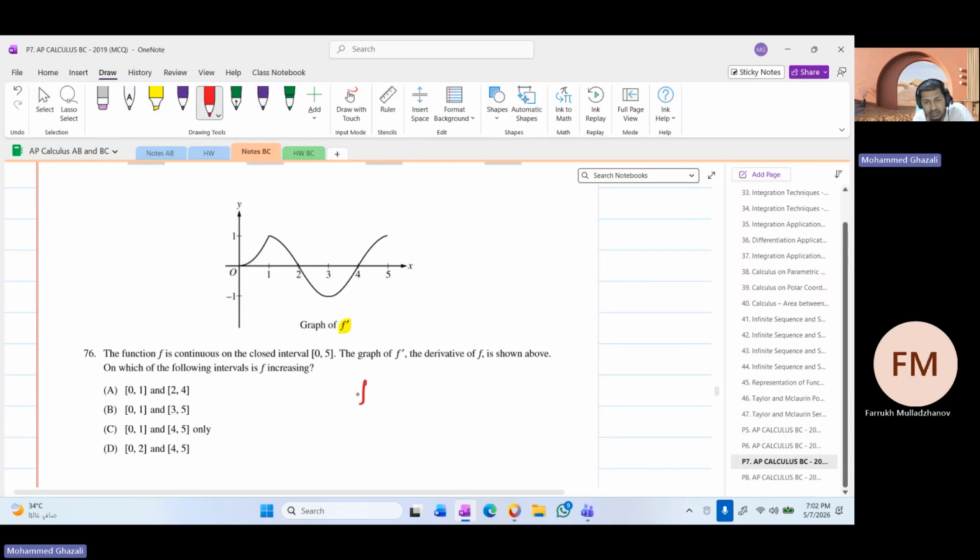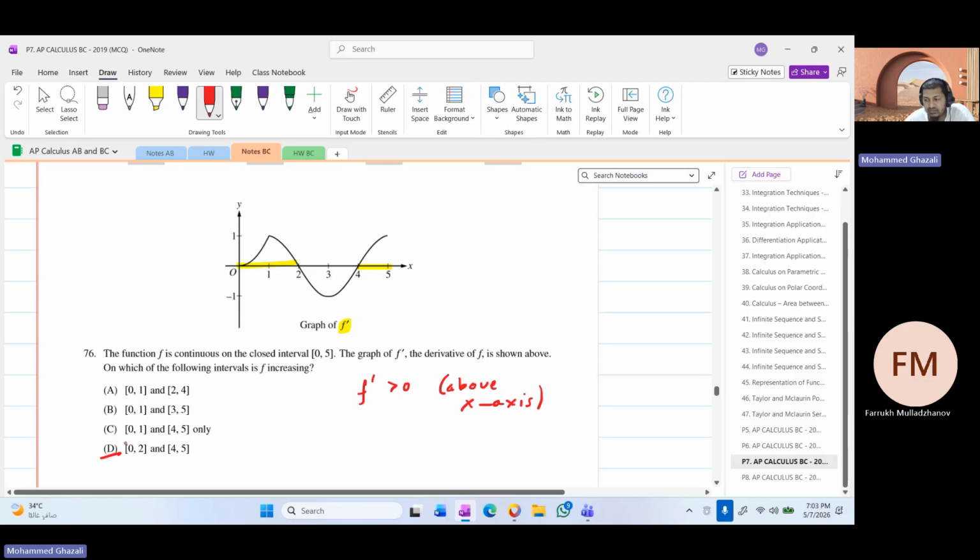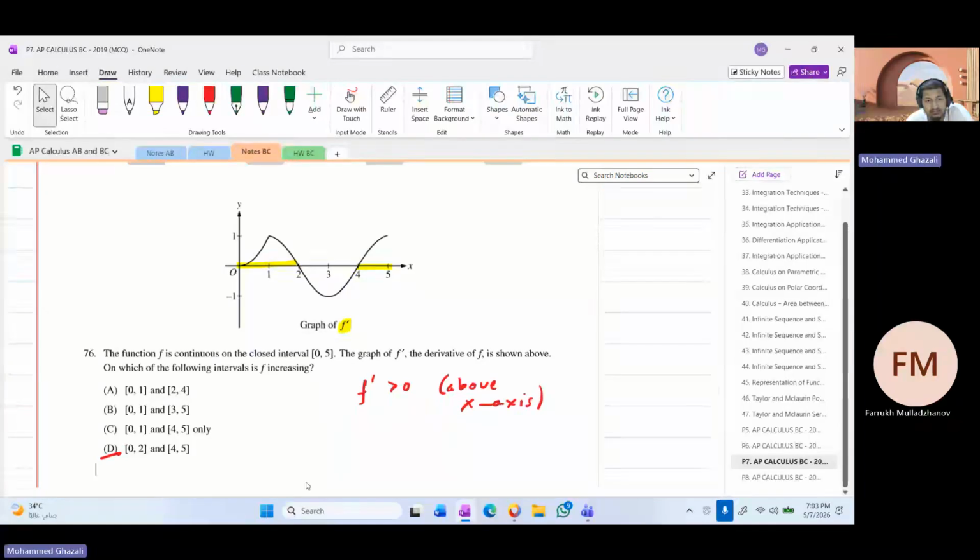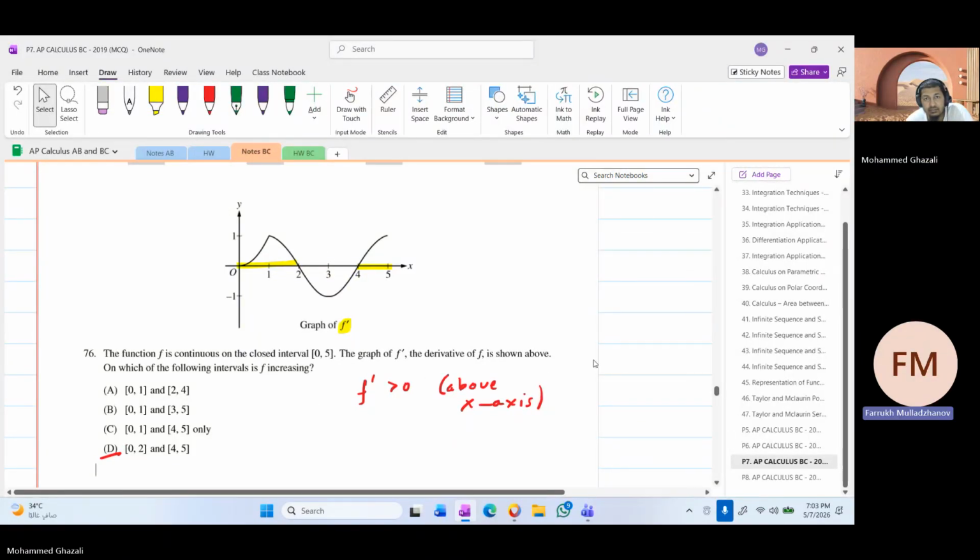For f increasing, we need f prime greater than 0, in other words, above the x-axis. So where is f prime above the x-axis? From 0 to 2 and 4 to 5. Are we good? So option D, easy. From 0 to 2 and 4 to 5, that's your answer.